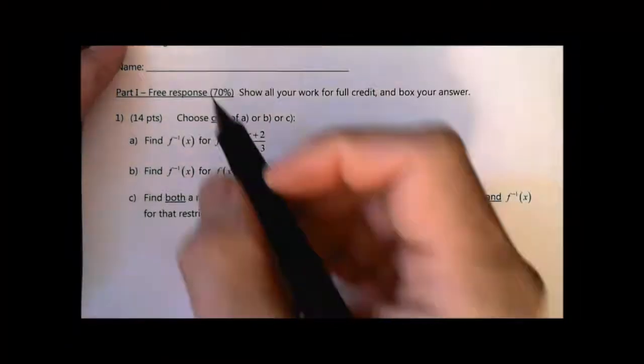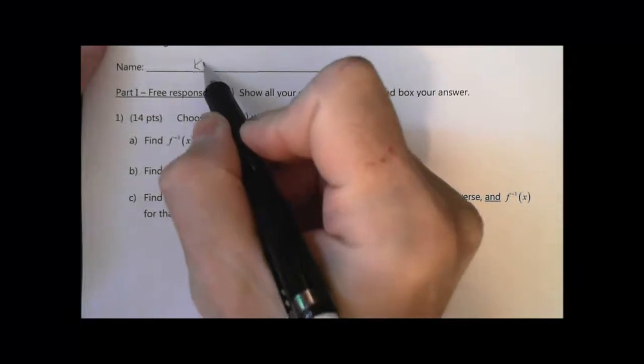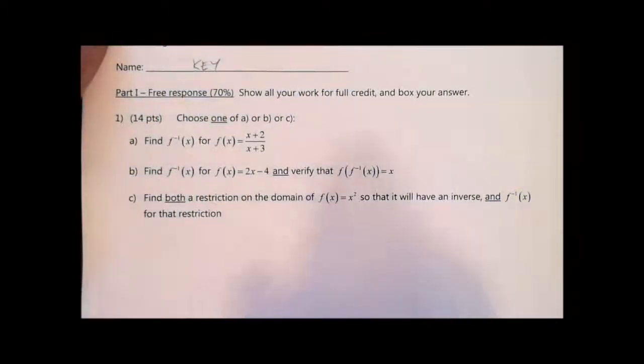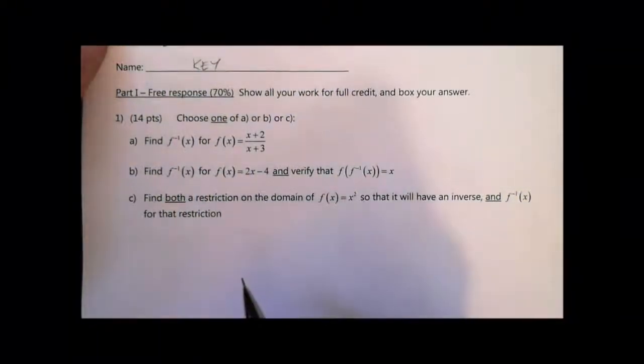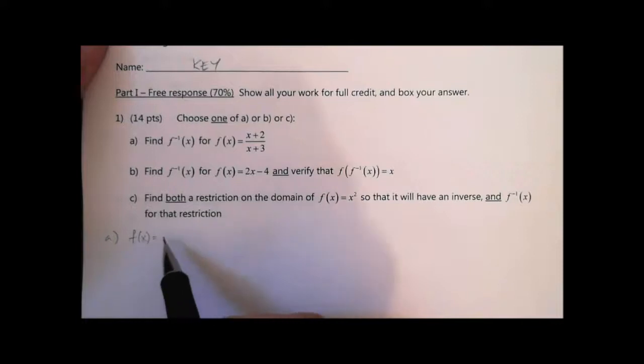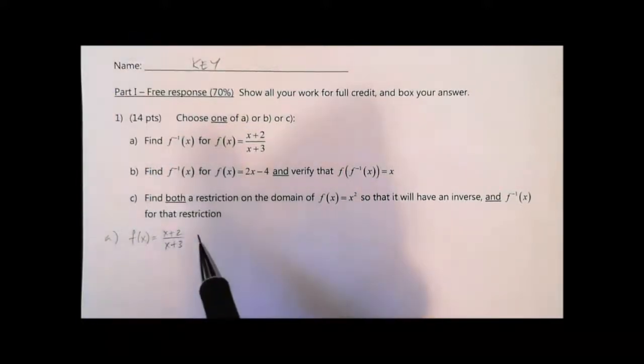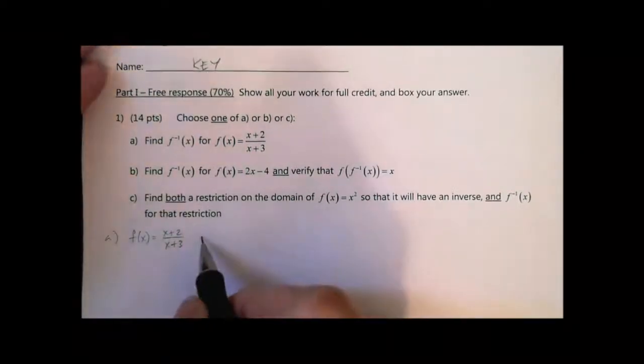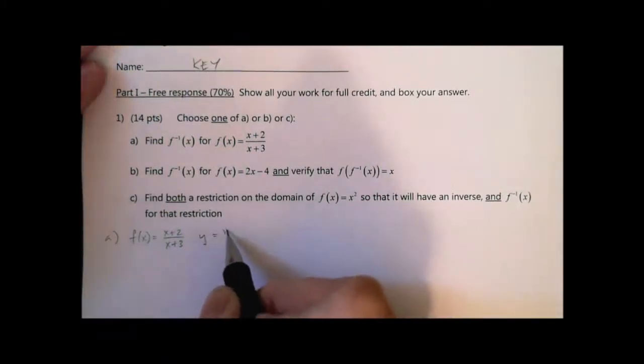Okay, this is the key to test 3. I'll do all 3 choices, and remember you only had to choose one. The first one, we had f of x is (x plus 2) over (x plus 3), or equivalently, y equals (x plus 2) over (x plus 3).